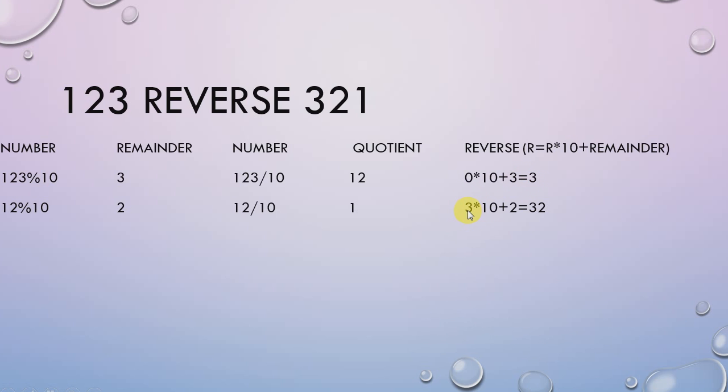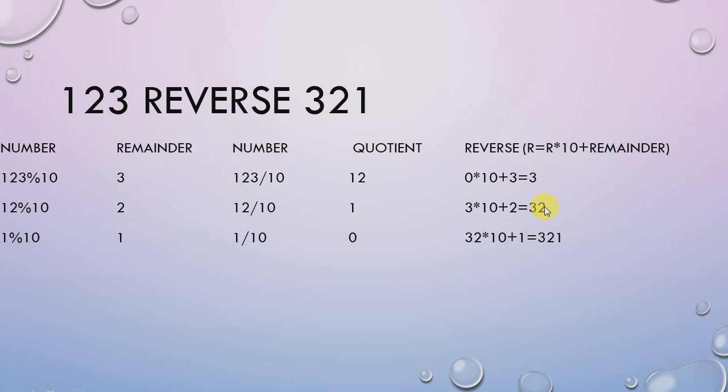So here I am going to multiply this 3 by 10 and add this remainder. So we got 3 2, and now I'm going to process this quotient again. So I got remainder 1 and quotient 0. So now calculating the reverse number in the same way, we have already calculated 3 2 as a reverse number.